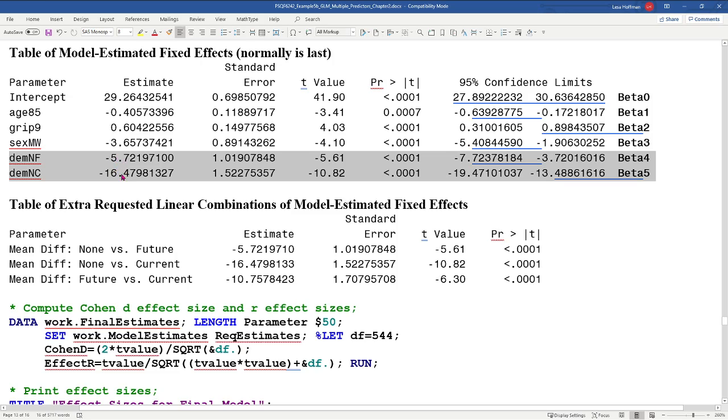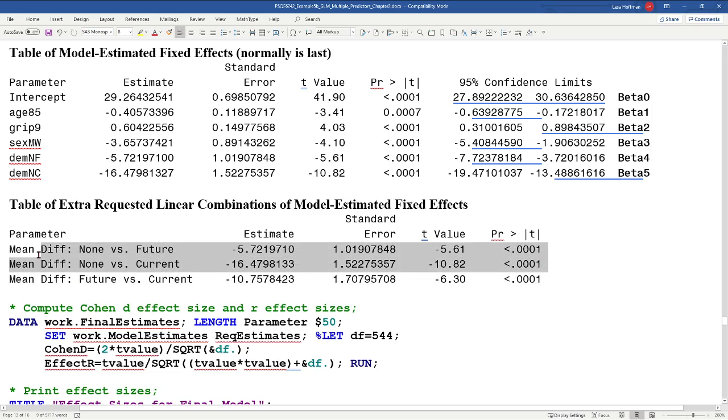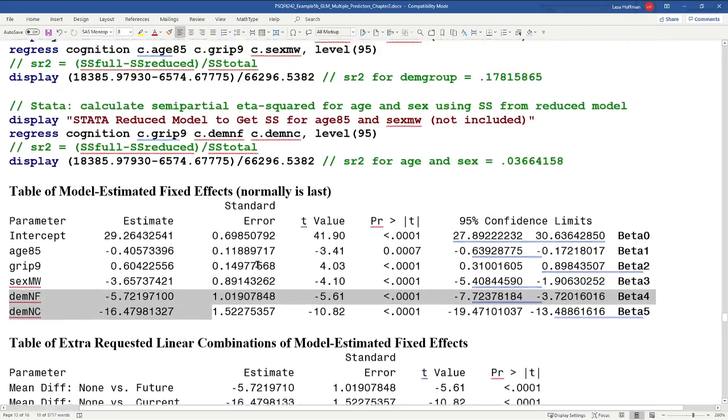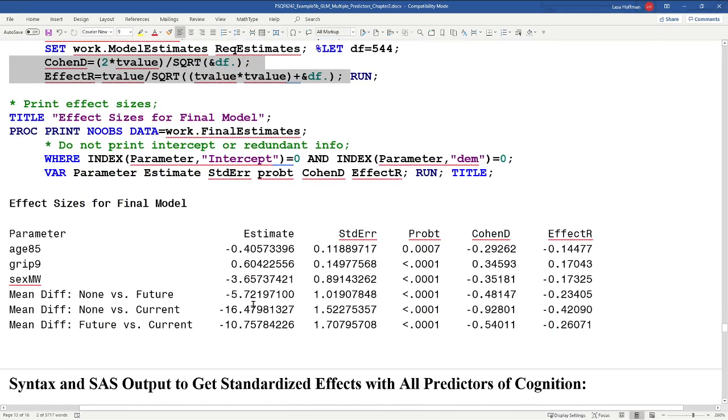That gives me the difference between the future group and the current group, which is provided from the estimate statement results down below. And note that these two are a repeat of what's already in the table because they are just given by one slope that's in the model. I then took these two tables of output, concatenated them, and calculated Cohen's d and an R effect size from the t-values that were given, and printed those again.